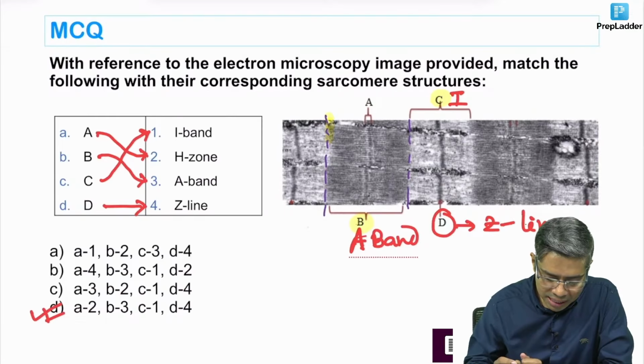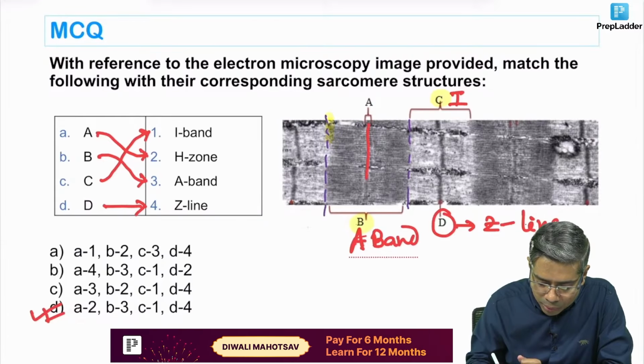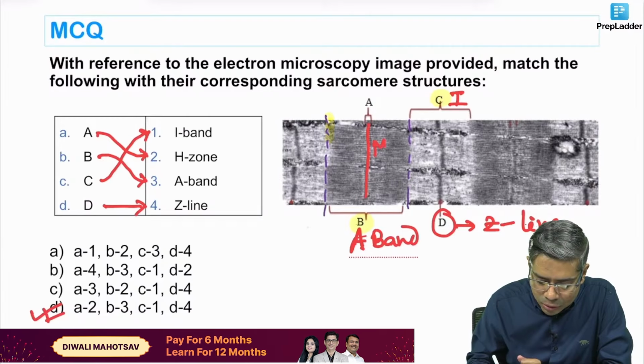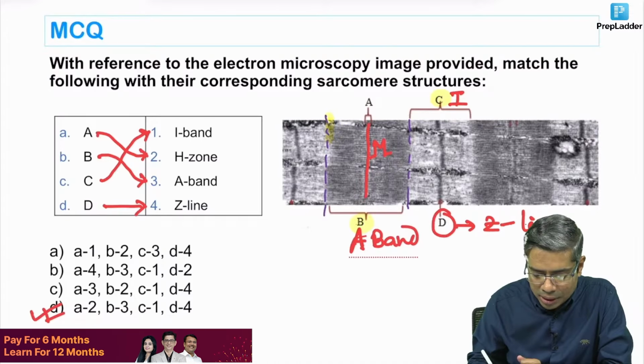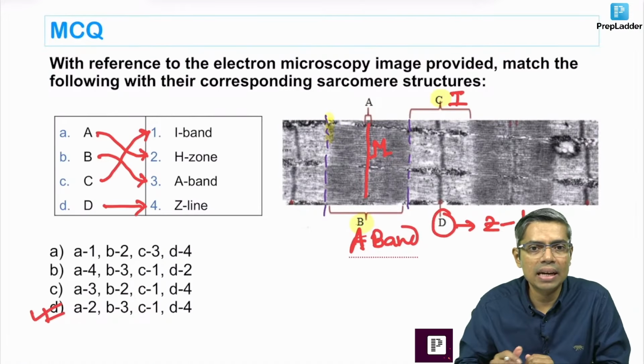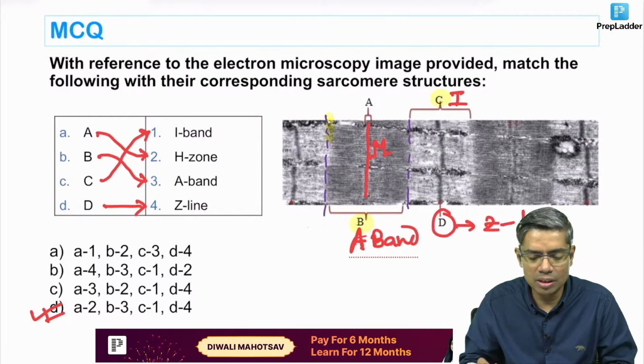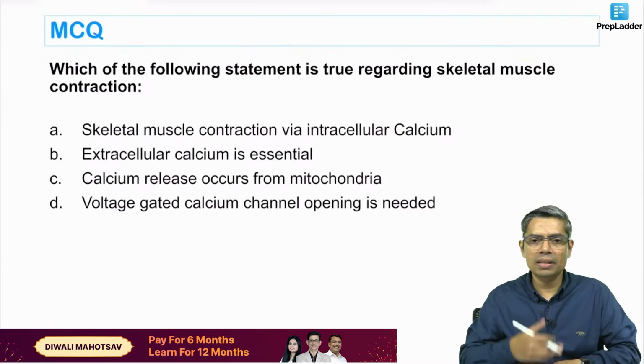Now what about this A? A is H band, and in the middle of the H band there is also a line. What is the name of that line? That line is known as the M line. Okay, so in the middle of the H band there is a dark line. That dark line is known as the M line. Okay, so that is all about the structure of the sarcomere. This question has been repeated, and I believe you all know that.